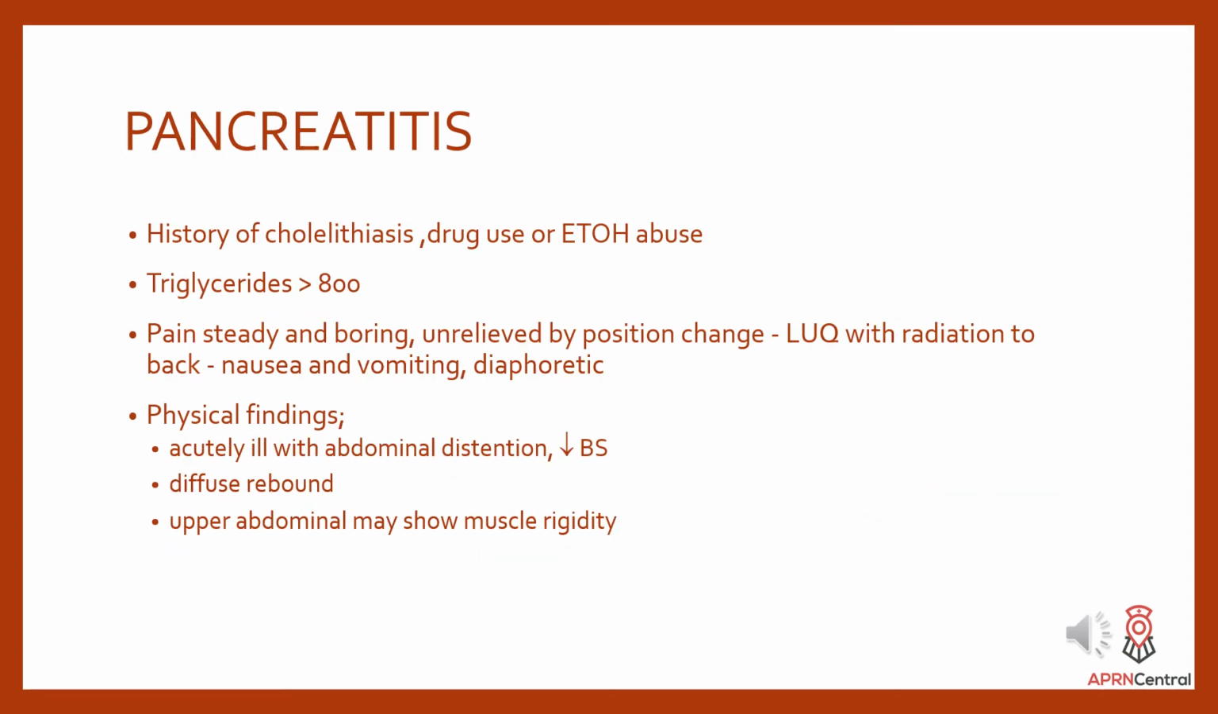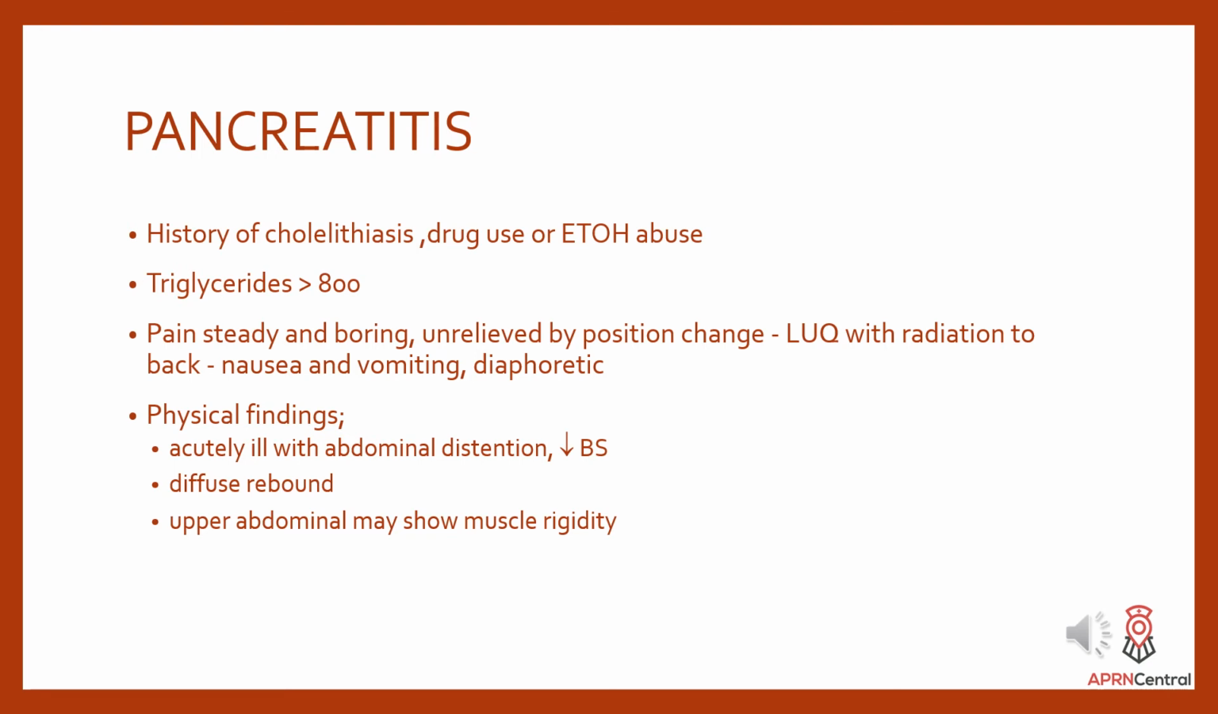We'll talk a little bit about acute pancreatitis. So this patient will generally have a history of cholelithiasis, drug use, or alcohol abuse. In patients with triglycerides greater than 800, they are at risk for pancreatitis. These patients will often present with an acute onset of fever, nausea and vomiting, and a rapid onset of severe abdominal pain radiating to the mid-back.